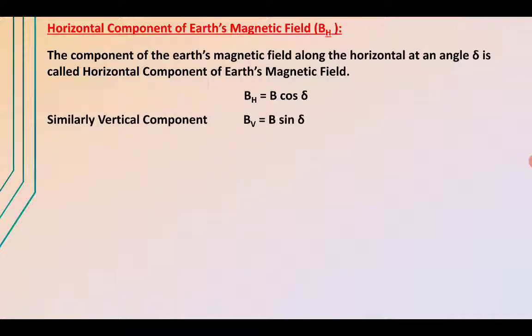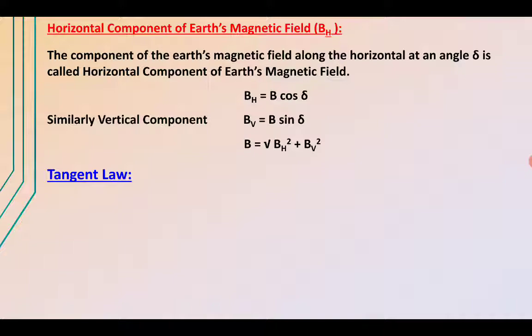Similarly, we can have the vertical component as well, and that vertical component is BV = B sin delta, and the net resultant magnetic field, by using the vector law of addition, is given by B = square root of BH square plus BV square.